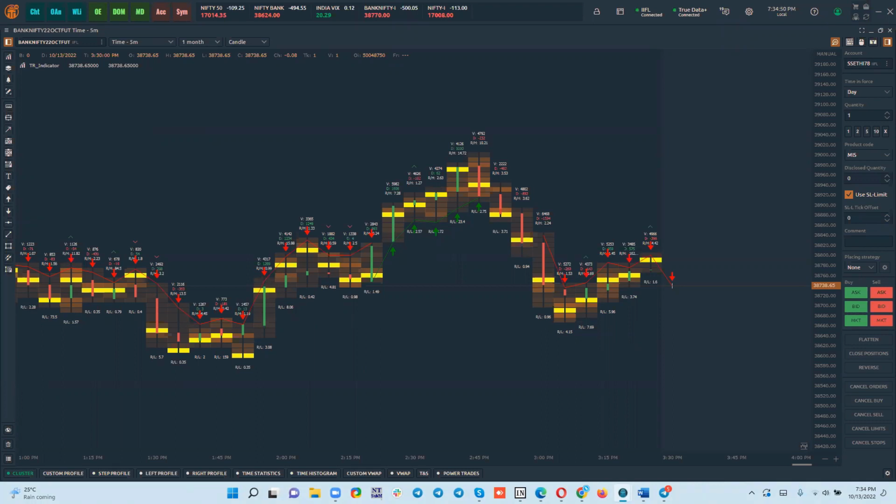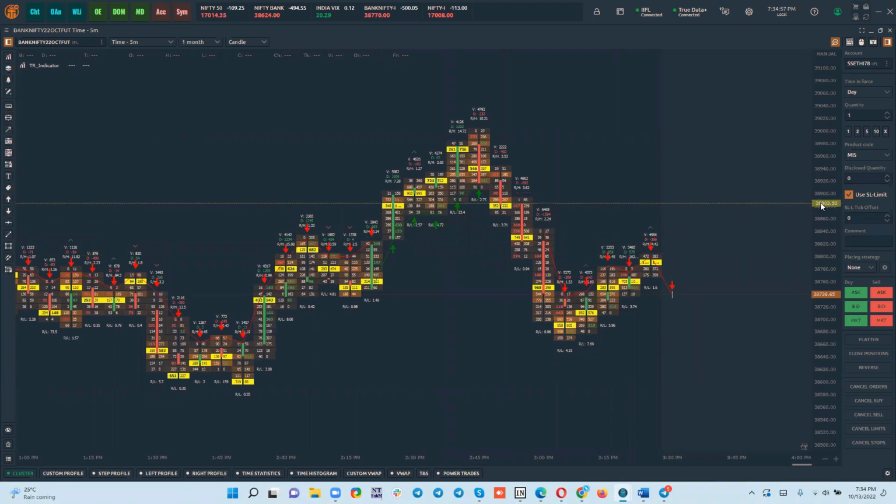Show me that indicator once again, sir, from the beginning. How to select these indicators? This is the imbalance chart, sir. You can click on cluster and enable this. What do I do if I got a stop loss in the same direction? Should I wait for the next?